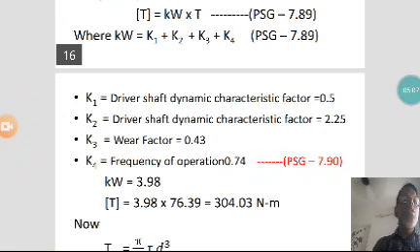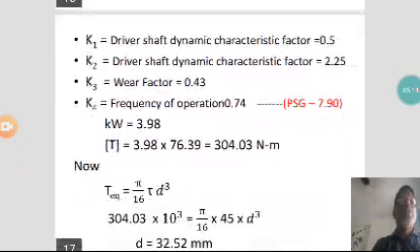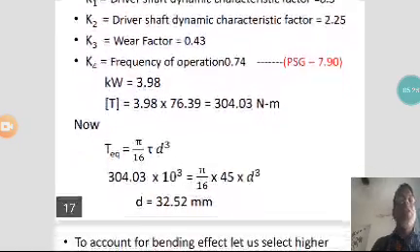This data is available in the PSG on page number 7.90. You take that value from the PSG, calculate the K, and then multiply this K with the average torque, and you will get the design torque. Now from this design torque you can find the diameter of the shaft.